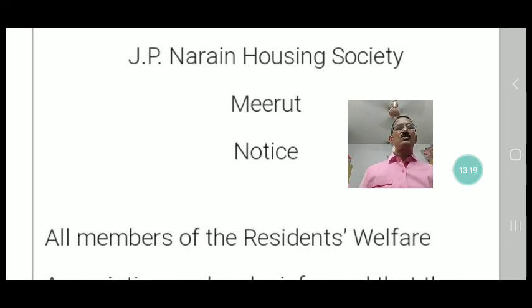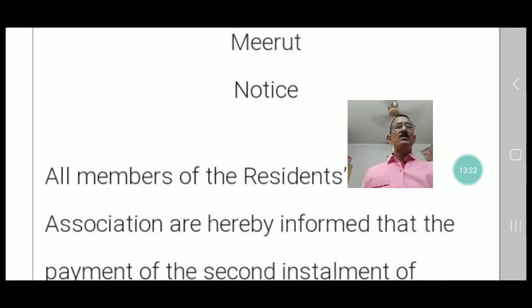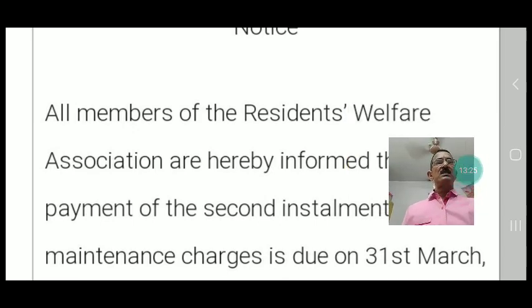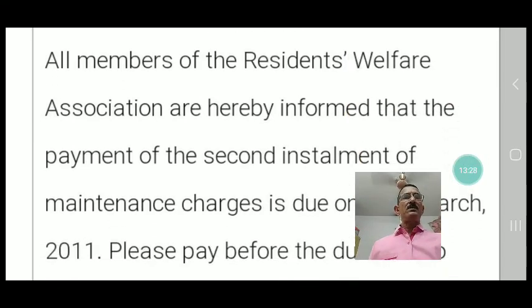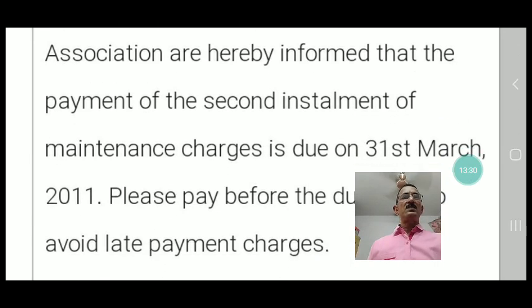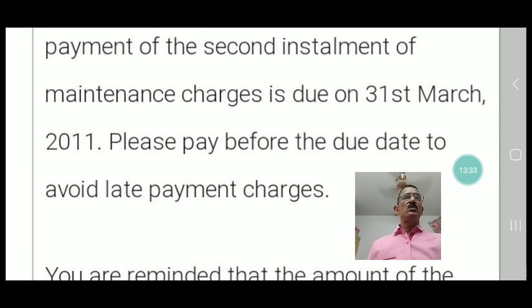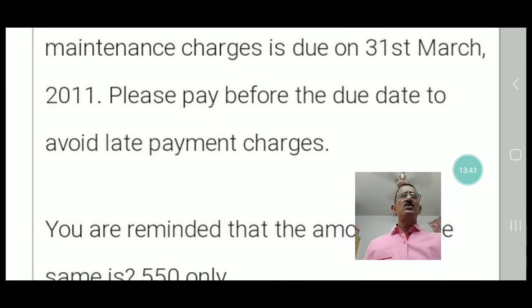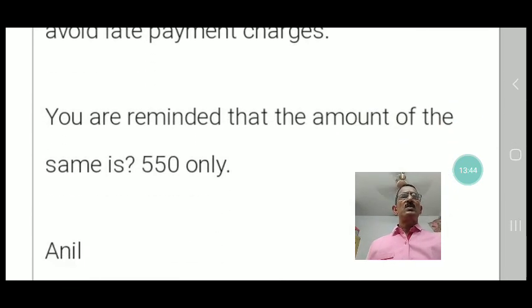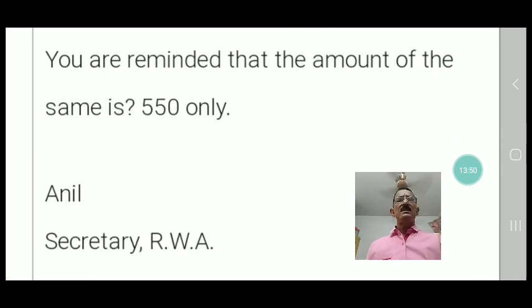JP Narayan Housing Society, Meerut, notice. All members of the Residents Welfare Association are hereby informed that the payment of the second installment of maintenance charges is due on 31st March 2011, or any date you can mention. Please pay before the due date to avoid late payment charges. You are reminded that the amount is this much, any rupees that you can say. Anil, Secretary RWA. Here you can mention the amount that is due to be paid.